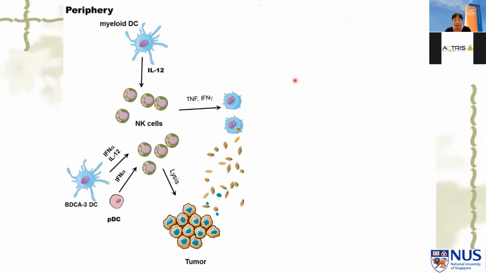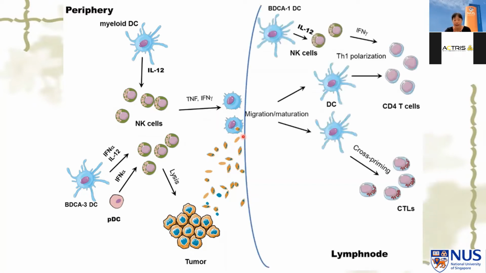In terms of NK function, I want to briefly introduce to those of you who are not really into immunology, other than their direct killing effects, they can also have immune regulatory functions. They can be activated by dendritic cells through type 1 interferon or IL-12. In turn, they can also work on dendritic cells by activating them to go through their maturation, and they can also promote DC migration.